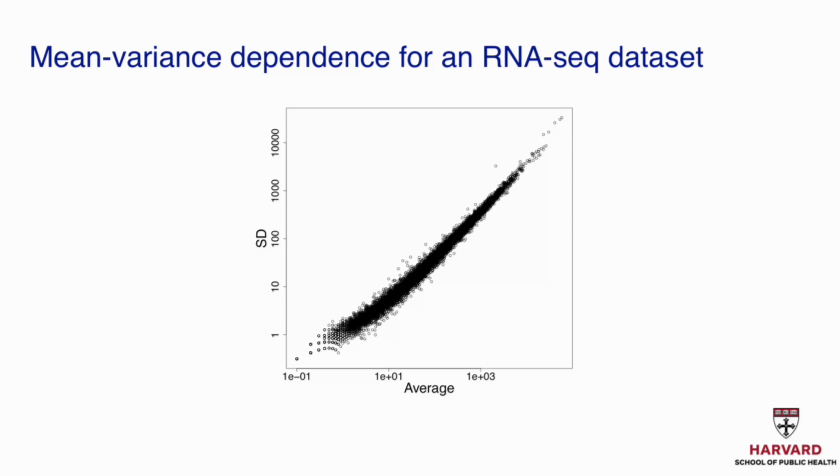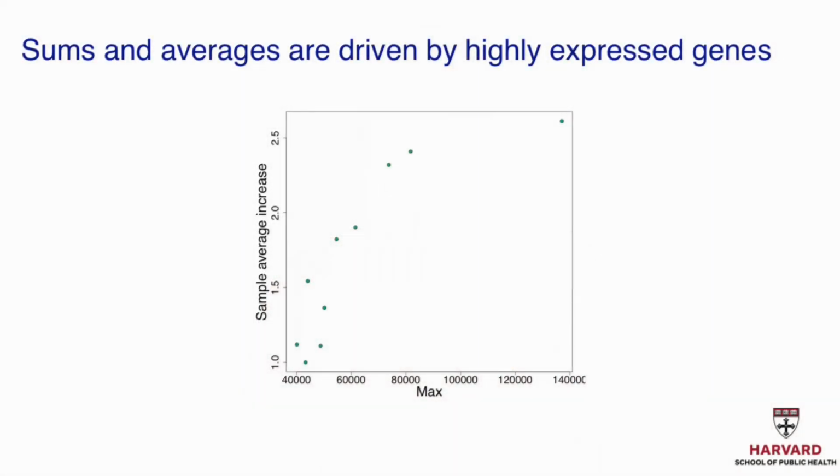Another problem is that simple summary statistics like the average are going to be driven by the variance of these very, very highly expressed genes. To demonstrate that, I calculated these averages for each sample. In this particular data set, we had 10 samples. I computed the average for each sample, and then I computed the maximum for that sample. And you can see how the maximum affects that average. When you compare the sample with the biggest maximum, the average is more than twice as big as the sample that has the smallest maximum.